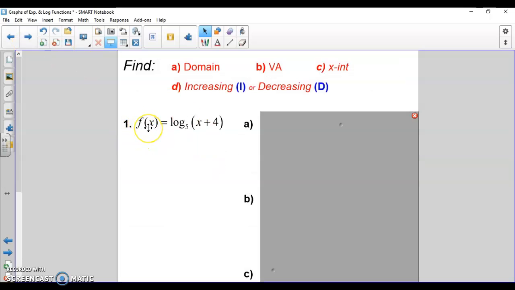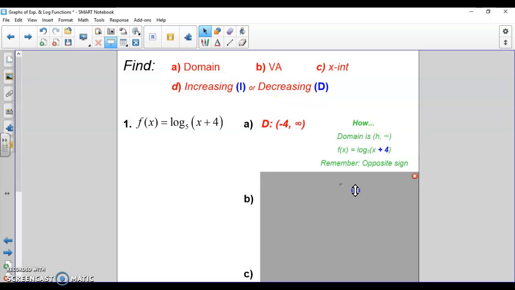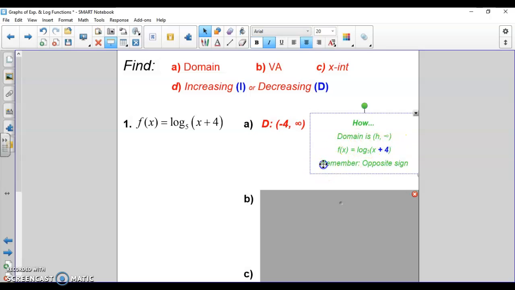F of x, or y, doesn't matter, equals log base 5 of (x plus 4). Domain is first. Give my reasons again. Domain is just negative 4 off to infinity. Domain, remember, is h to infinity. Now, this is the key part here.